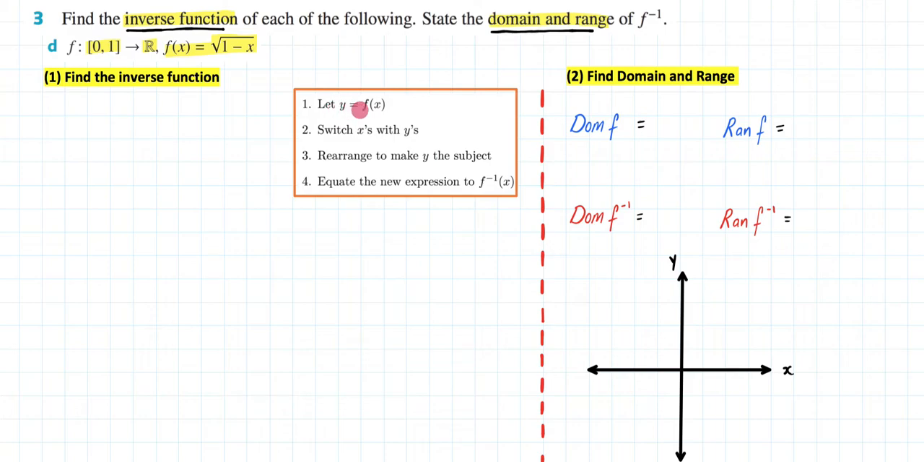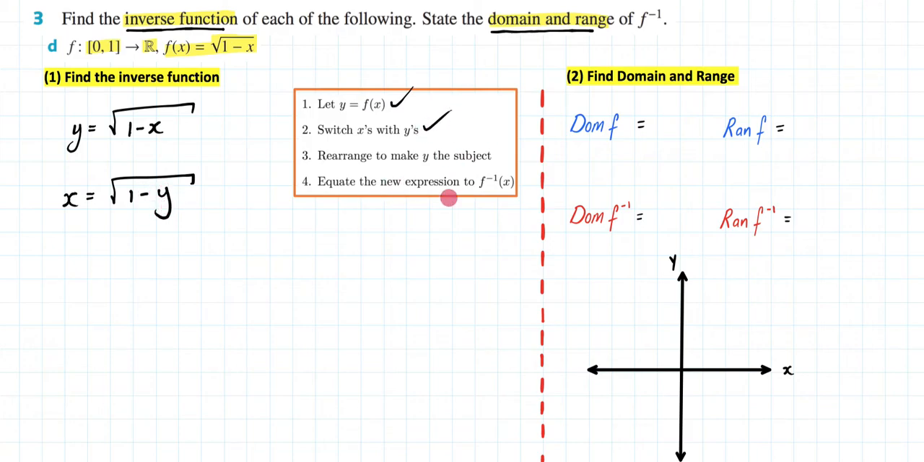Let y equal f of x. So f of x equals the square root of 1 minus x. Therefore, I could say y equals the square root of 1 minus x. Let me give that a tick. Next, I will switch my x's with y's. So that means I'll be left with x equals the square root of 1 minus y. Let's give that a tick.